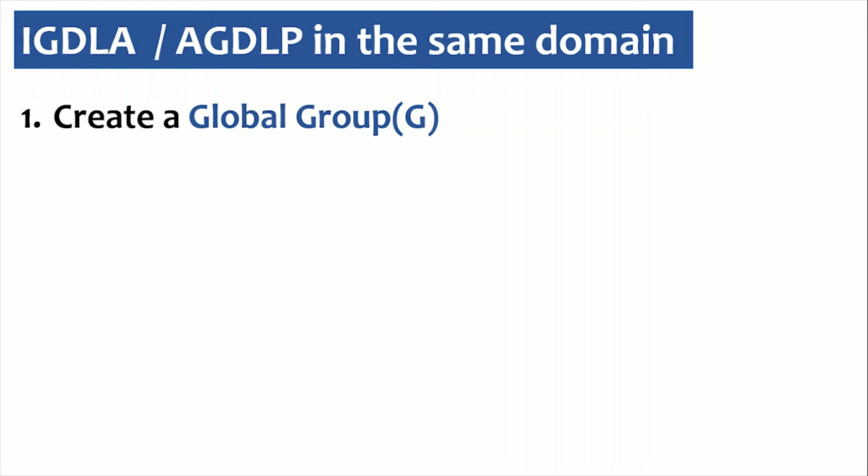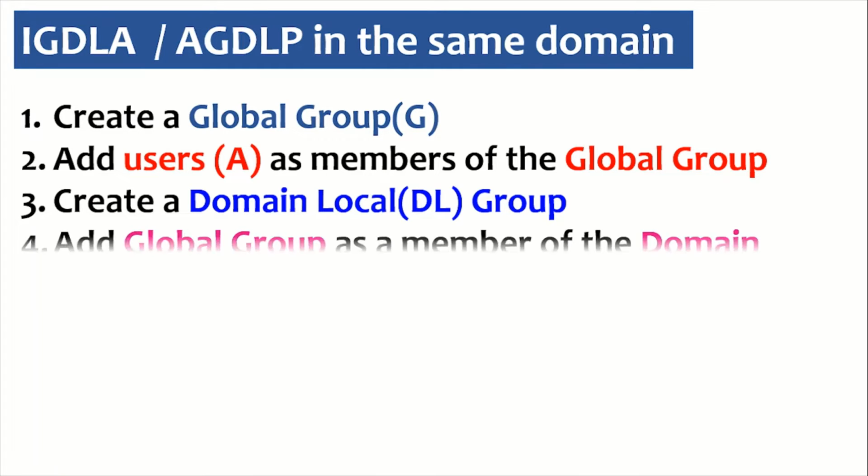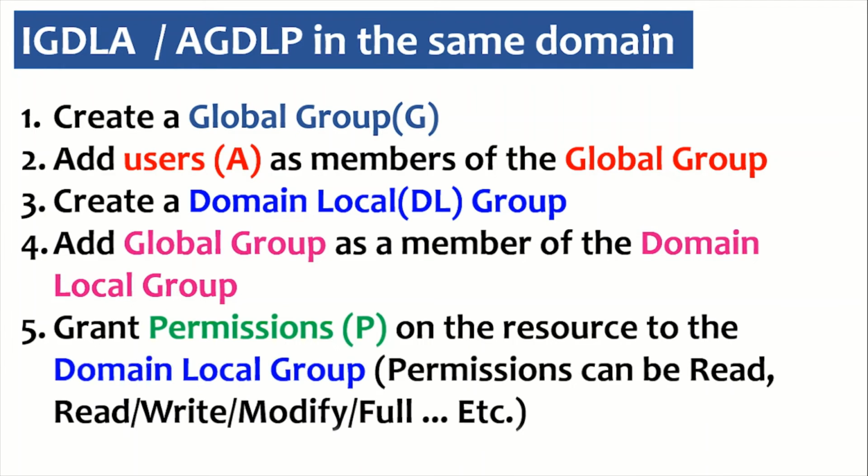So let us take an example of, say, AGDLP or IGDLA and how it works in the same domain, how to use this best practice of group nesting in the same domain. So we'll create a global group, add users as a member of the global group, create a domain local group, add that particular global group as a member of the domain local group, and grant permissions to the domain local group. Now the permissions can be read, write, modify, full, etc.